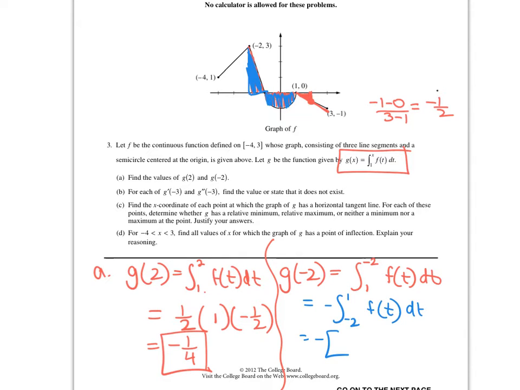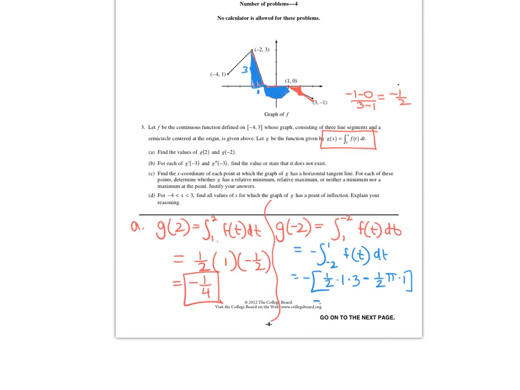And your area of your triangle, your base is 1, your height is 3. So it's going to be 1/2 times 1 times 3 plus the area of the semicircle, which is underneath. So that's actually going to count as a negative. So let's change that to a minus. 1/2 pi r squared, where your radius is 1. Okay, and then we're just going to simplify that, which gives us a -3 over 2 plus pi over 2. So that's all they're asking in part A.